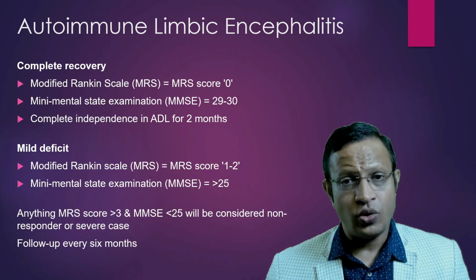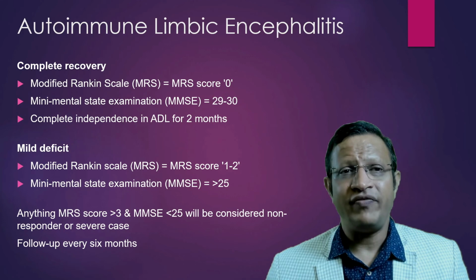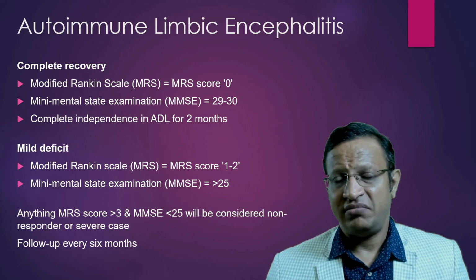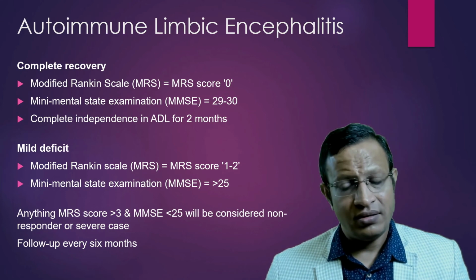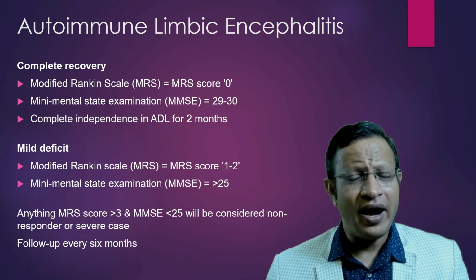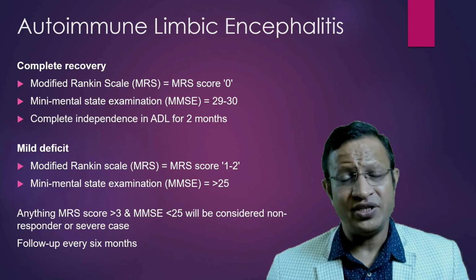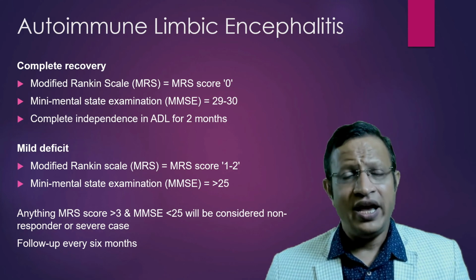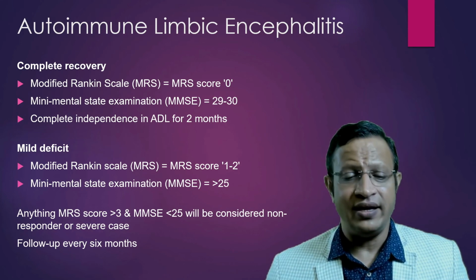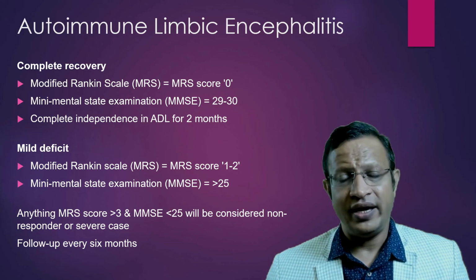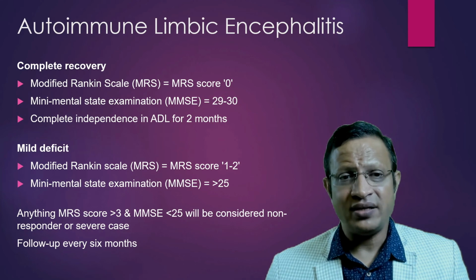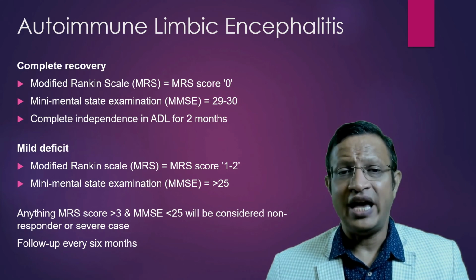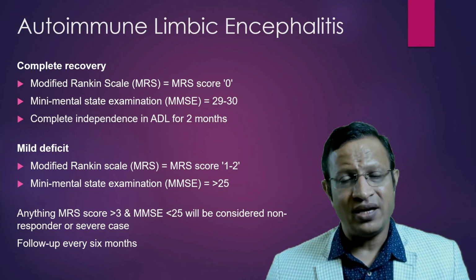Based upon the scoring, you can say complete recovery if the modified Rankin scale is 0, or else MMSE score is between 29-30, and this scoring is there for more than 2 months, and the patient is completely independent of ADL. That means he's able to do his activities of daily living. The mild deficits are those where modified Rankin scale is 1 to 2 or else MMSE is more than 25. In such a case, you can consider it as mild deficits, which lasts for 2 months. Anything with MRS score more than 3, MMSE less than 25, will be considered as severe.